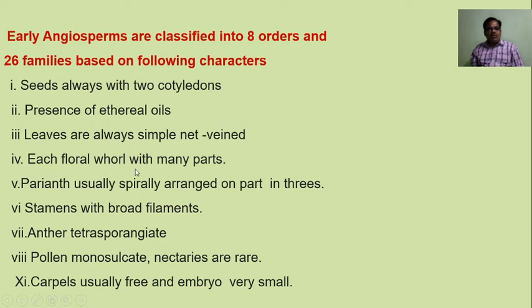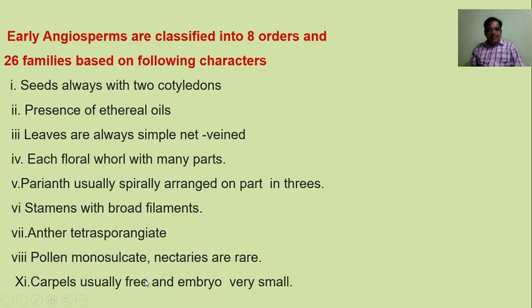Then the floral parts are many, that is floral parts are in many numbers. The perianth is spirally arranged on the thalamus. Stamens have broad filaments. And always the anther is tetrasporangiate, meaning four chambers are found in the anther, so it is known as the tetrasporangiate anther. Pollen is monocolpate, and nectaries are rare or absent.